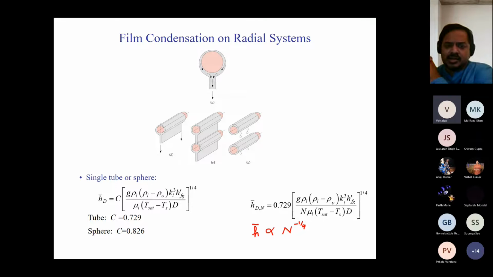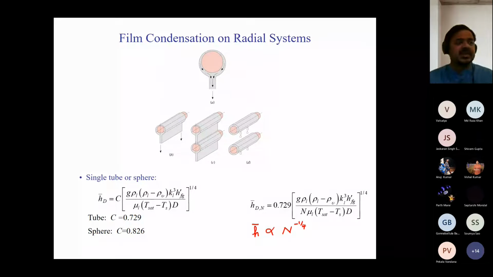Because as we go down, the film thickness keeps increasing. Yes, exactly. So the average heat transfer coefficient on the second tube is going to be lower than that of the first tube. The third tube is going to be even lower than the second tube, and so on. If you take an average, this is what you get. The reason is exactly what you said: from the second tube onwards, the film thickness is progressively higher, and as we saw, the film acts as a thermal resistance, so the heat transfer coefficient on subsequent tubes will be lower.